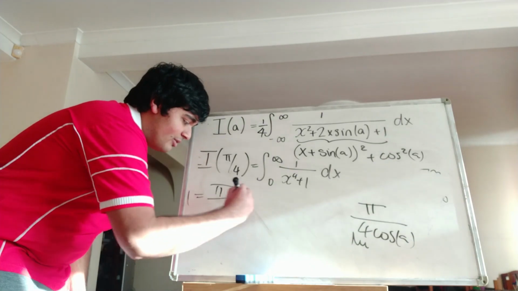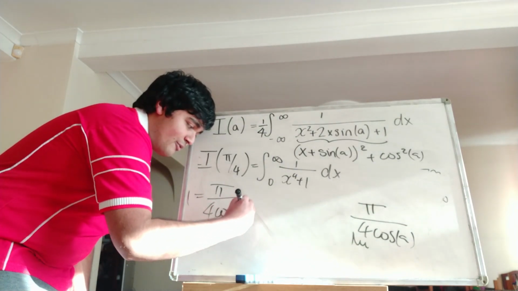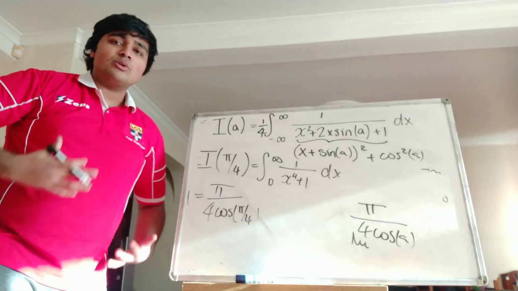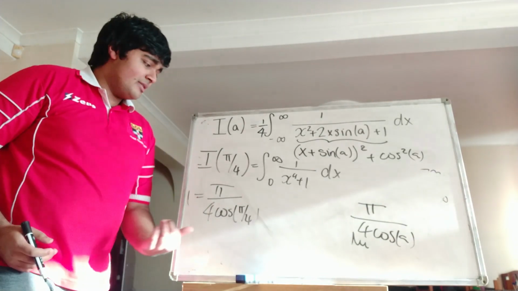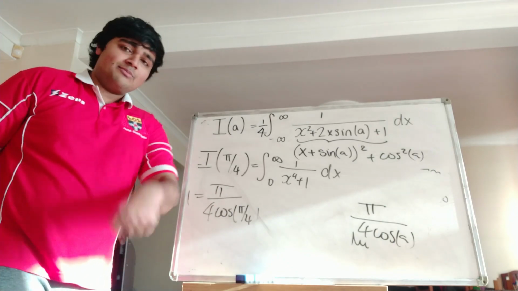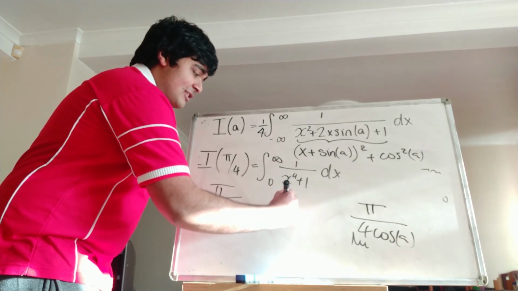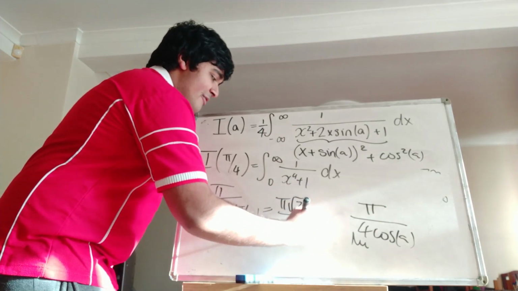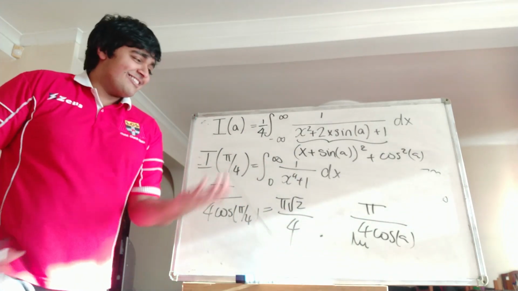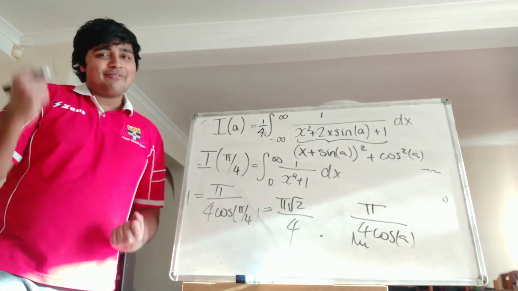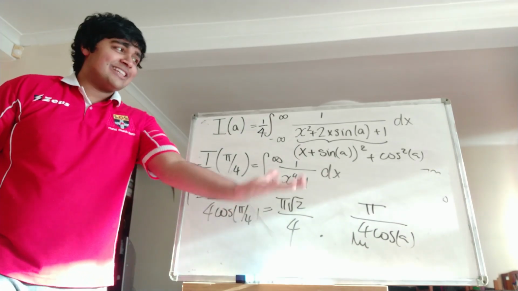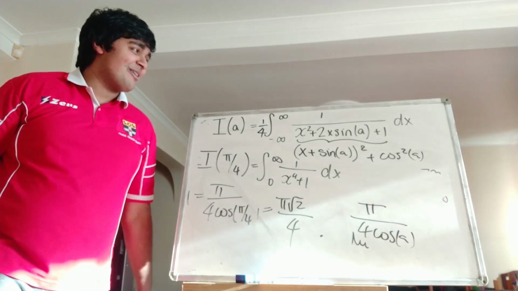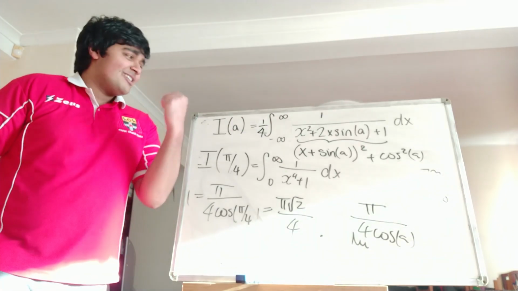So pi over 4 times cosine of pi over 4. Cosine of pi over 4 is just 1 over root 2. So we get pi over 4 divided by 1 over root 2, so we can put the root 2 in the numerator. This is just pi root 2 over 4. And we're done. That's our solution to the integral from 0 to infinity of 1 over x to the 4 plus 1 dx.